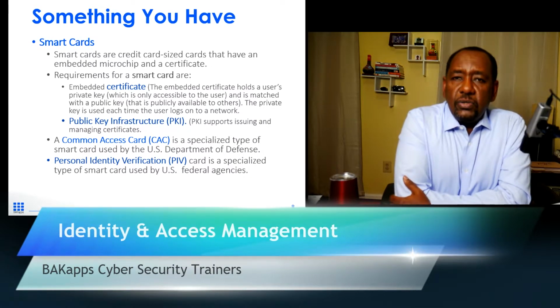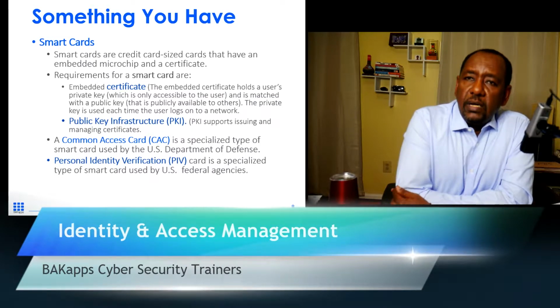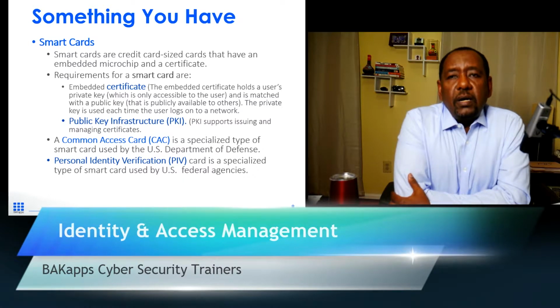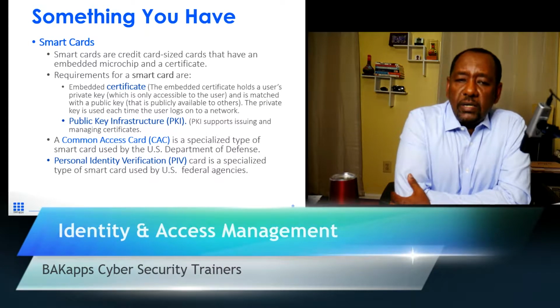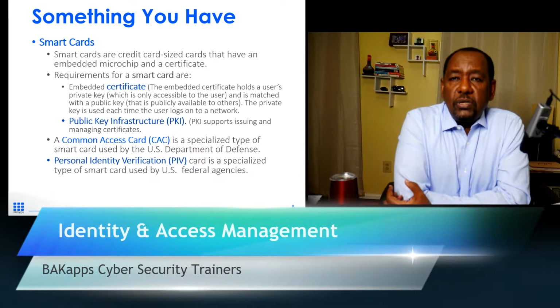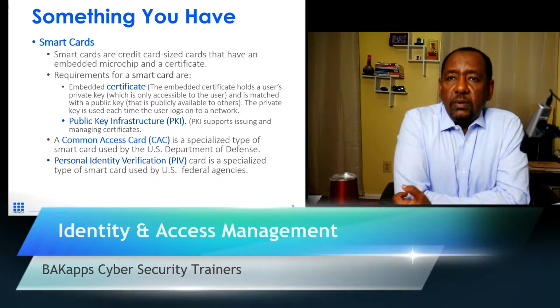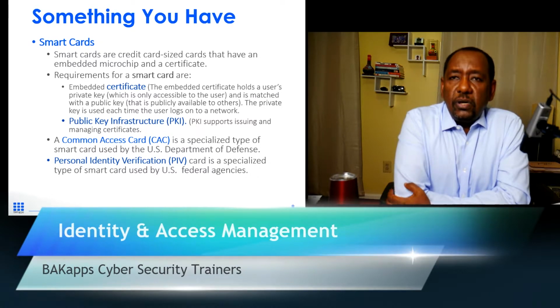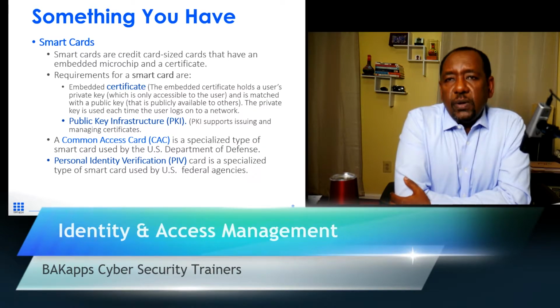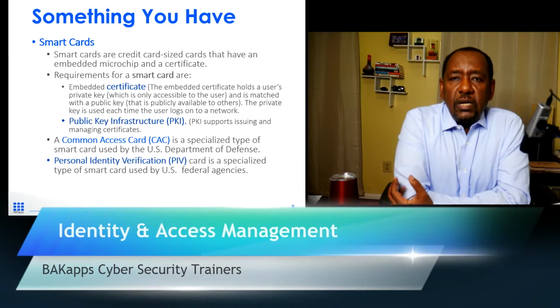So the smart cards are classified into two. One of them is called a common access card. This is a specialized type of smart card used by the US Department of Defense. Particularly, these kinds of cards include a picture of the card holder. So basically, when you try to access, it also verifies whether you are the right person or not through your picture.